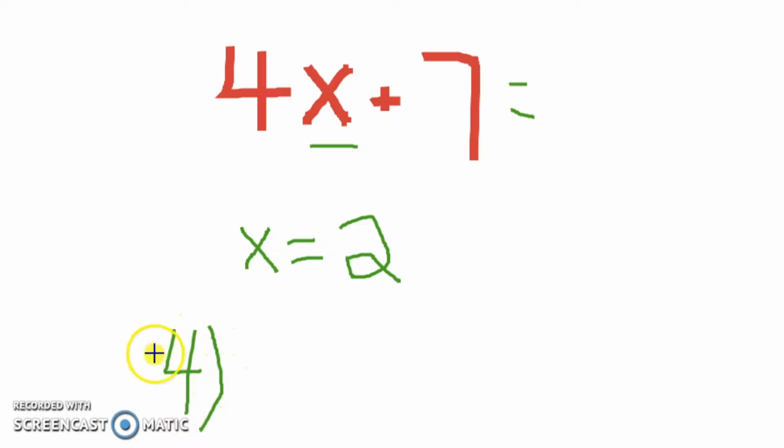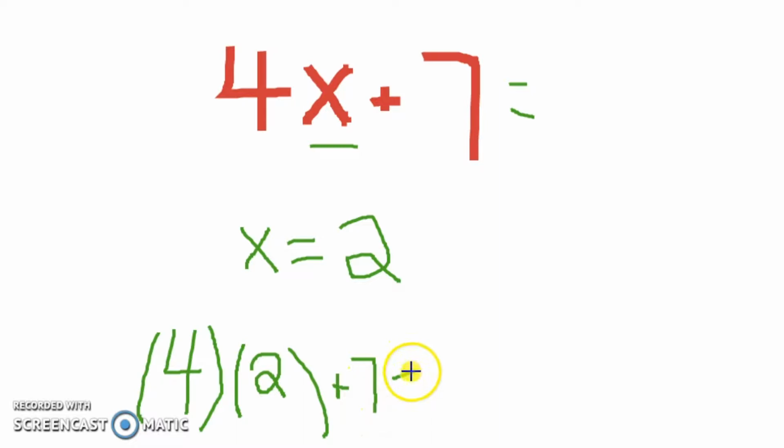So we're going to have our 4 times 2 plus 7. Now we're just going to simplify. 4 times 2 is 8. So we have 8 plus 7. And 8 plus 7 is 15.